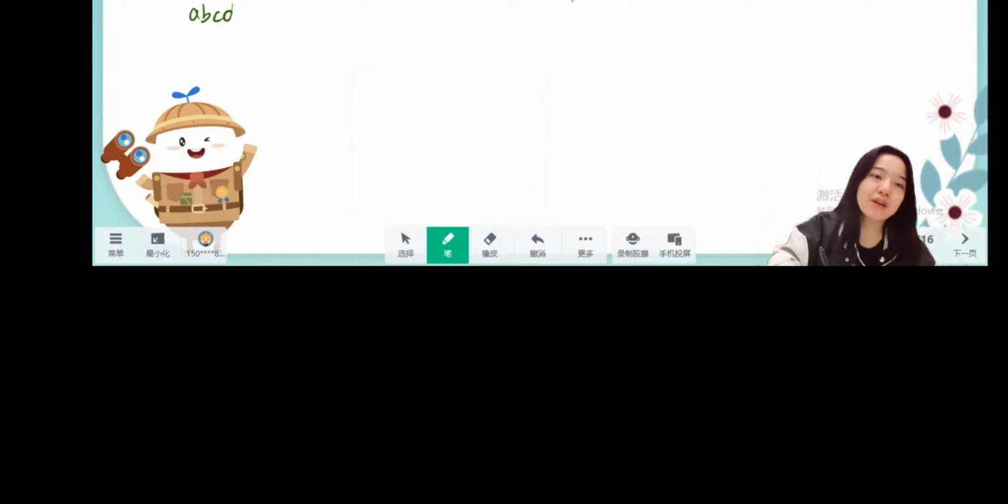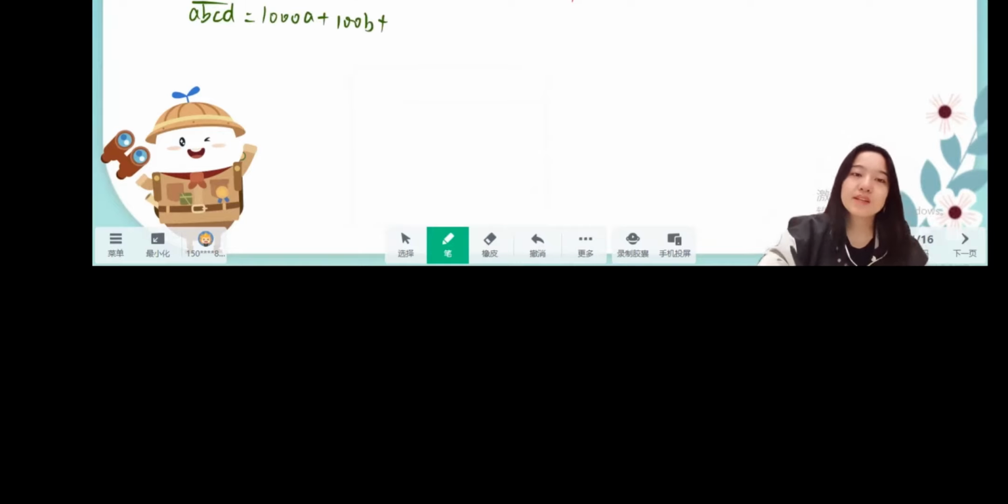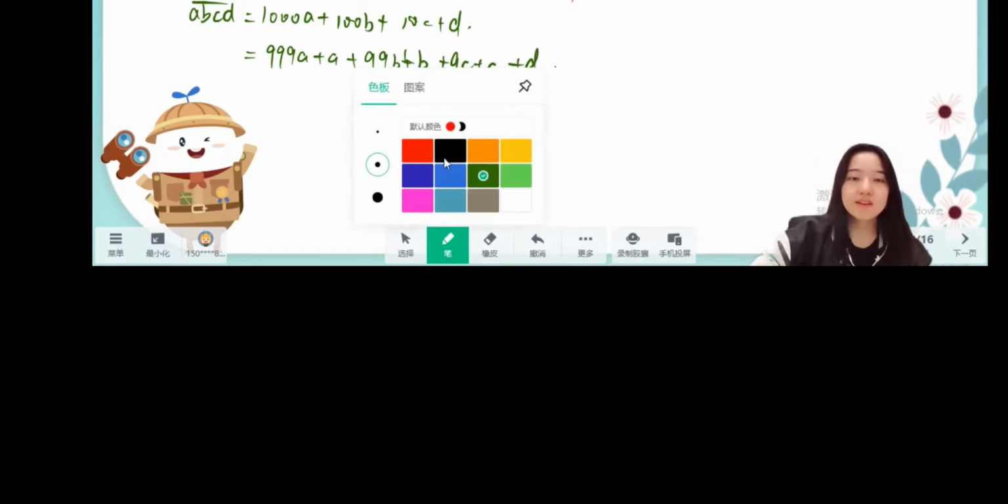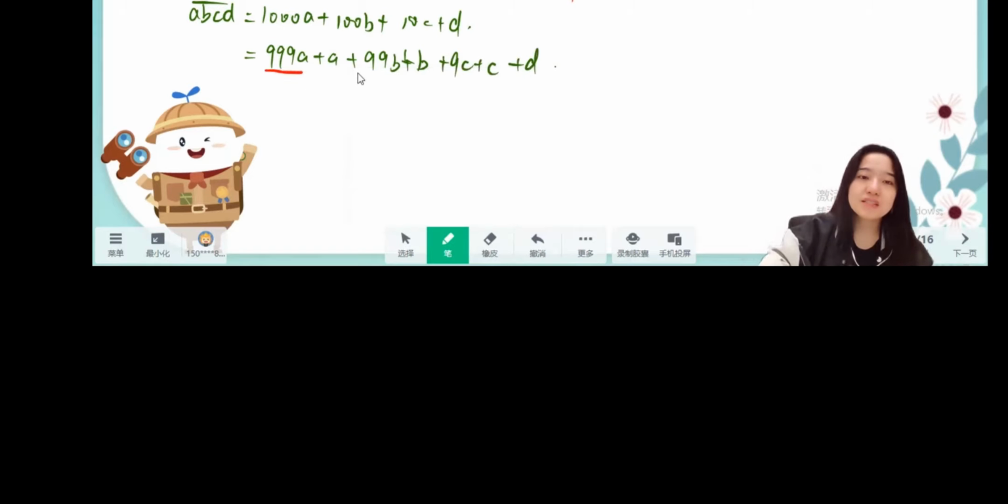If there is a 4-digit number ABCD, we can write it as 1000A plus 100B plus 10C plus D, which is the ones. So we can split it into 999A plus another A, 99B plus one more B, and 9C plus one more C, plus D. Now you can see 999, 99, and 9, all of them are divisible by 9.